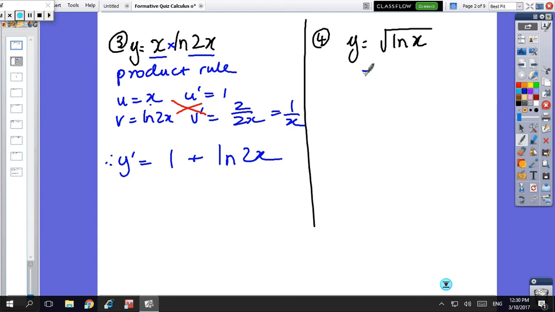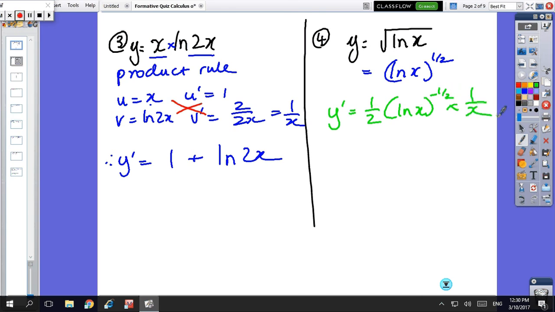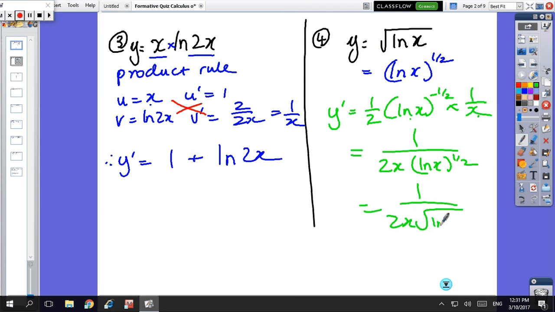Okay, next one, before you can do it, you've got to turn it into a power, and now we're going to use the chain rule. So y dash equals multiply by the power, write the bracket, subtract 1 from the power, and multiply by the derivative, which is 1 on x. So we end up with everything on the bottom. So the 2's on the bottom, the x is on the bottom, and the log x is on the bottom with a square root sign. So we've got 2x and then log x to the half. Or if you wanted to, you could put 1 on x root log x, but I like that answer better. Okay, let's move on.